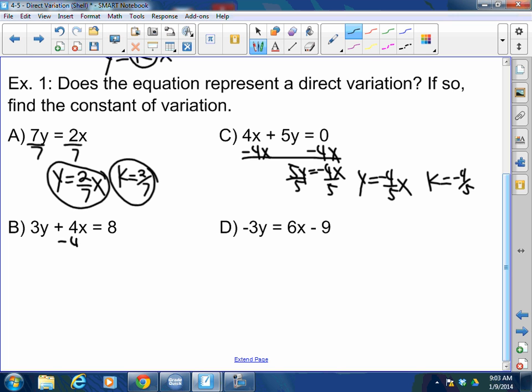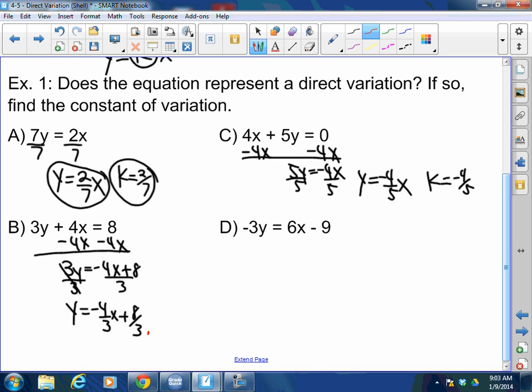Over here, I'm going to subtract 4x from both sides. 3y equals negative 4x plus 8. Divide by 3. y will equal negative 4/3 x plus 8/3. Is that a direct variation? No. Why? Because you're adding this 8/3. So that is not a direct variation.